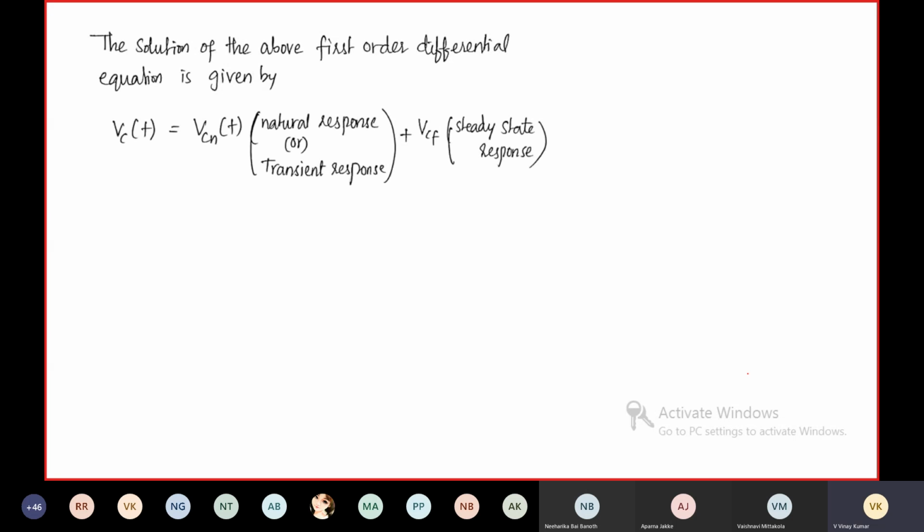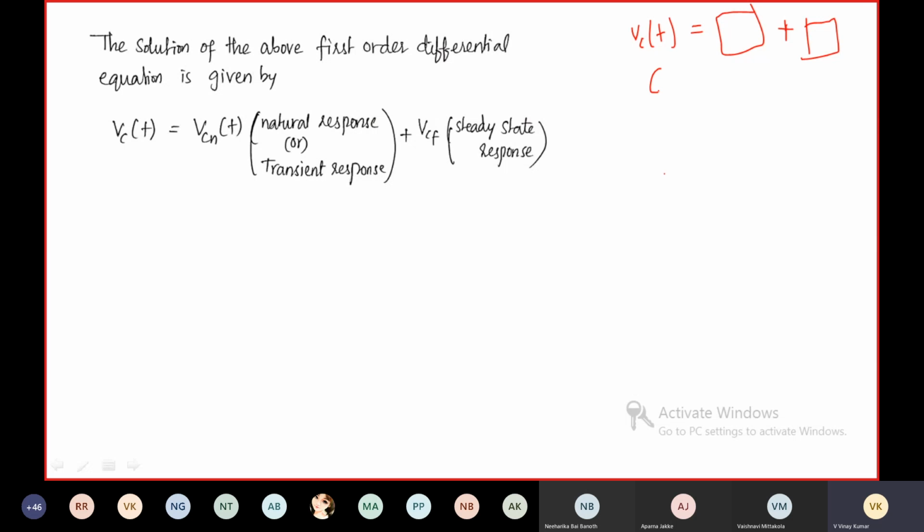The solution of the above equation is given by vc(t) equal to natural response plus steady state response, or transient response plus steady state response. As you are going to find the response, here the response is the voltage across the capacitor, which is composed of two parts.